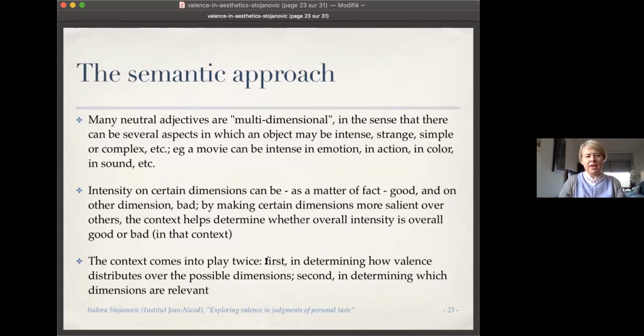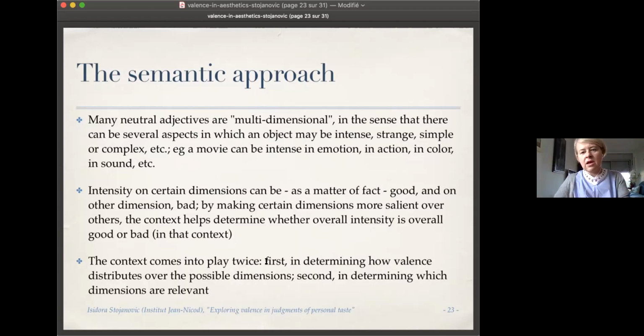So what many of those neutral adjectives have is that they are what we call multidimensional, in the sense that there can be several aspects in which an object may be intense or strange or simple or complex. So looking again at intense, a movie can be intense in emotion, in action, in color, in sound. So intensity can go over each of those dimensions, and there can be and will be differences as to the value of intensity depending on what dimension we are looking at.